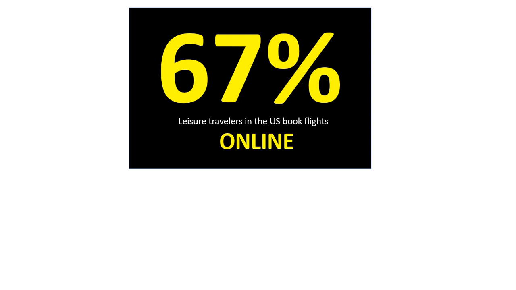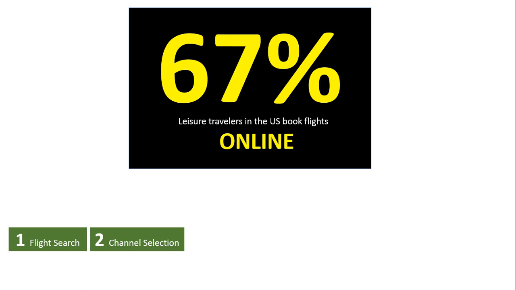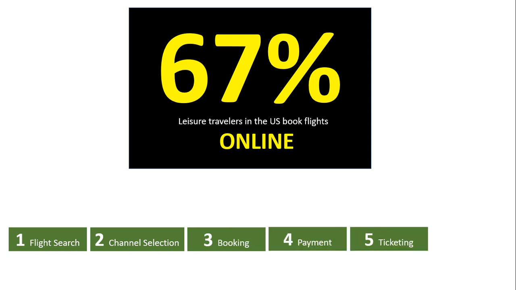There are 6 different steps in booking online. So, first is flight search. Second, channel selection. Third, booking. Fourth, payment. Fifth is ticketing. And last is the departure. So, what is a flight search?